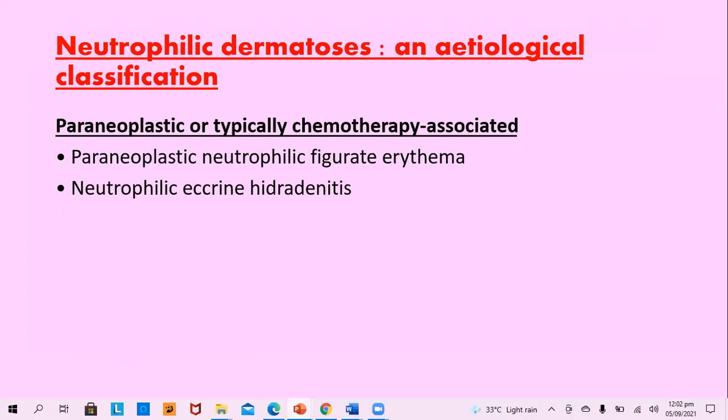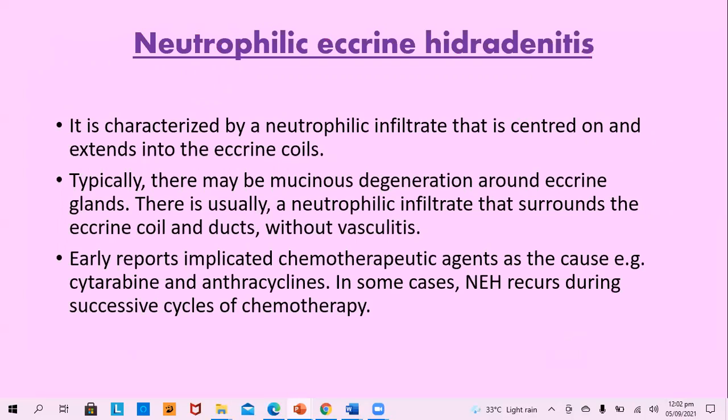Neutrophilic dermatosis with association with neoplasias or chemotherapy is a known term, and the disease we are going to discuss under this heading is neutrophilic eccrine hidradenitis. This disease is characterized by neutrophilic infiltrates centered on and extending into the eccrine coils. Typically, there is mucinous degeneration around the eccrine glands and a dense neutrophilic infiltrate surrounding the coils and ducts without vasculitis. Early reports implicated chemotherapeutic agents, for example, cytarabine and anthracyclines.